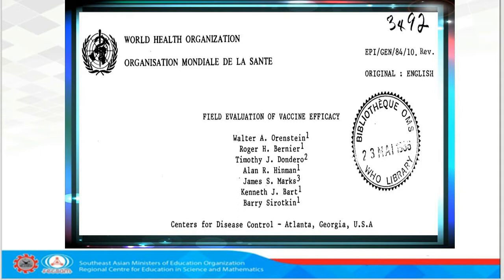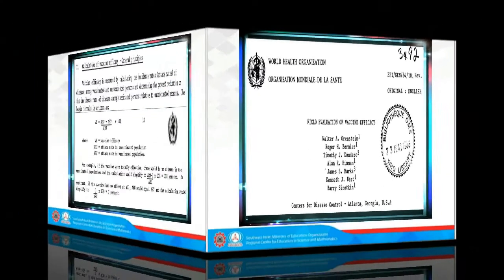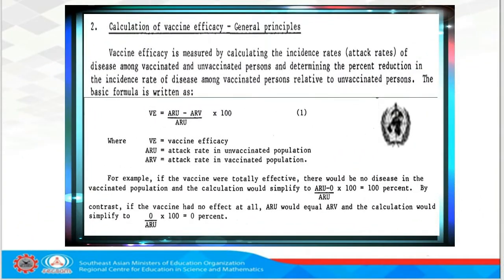Calculation of vaccine efficacy. General principles: vaccine efficacy is measured by calculating the incidence rates, attack rates, of disease among vaccinated and unvaccinated persons and determining the percent reduction in the incidence rate of disease among vaccinated persons relative to unvaccinated persons. The basic formula is written as shown. V equals (ARU minus ARV) div ARU multiplied by 100%, where V equals vaccine efficacy, ARU equals attack rate in unvaccinated population, ARV equals attack rate in vaccinated population.